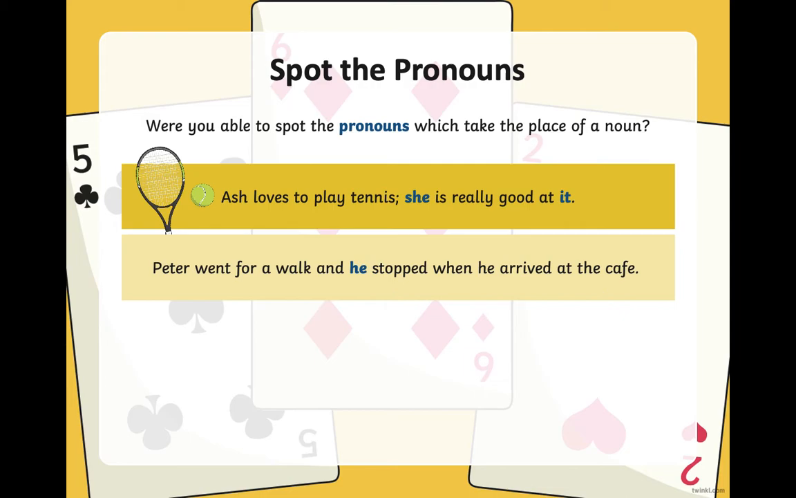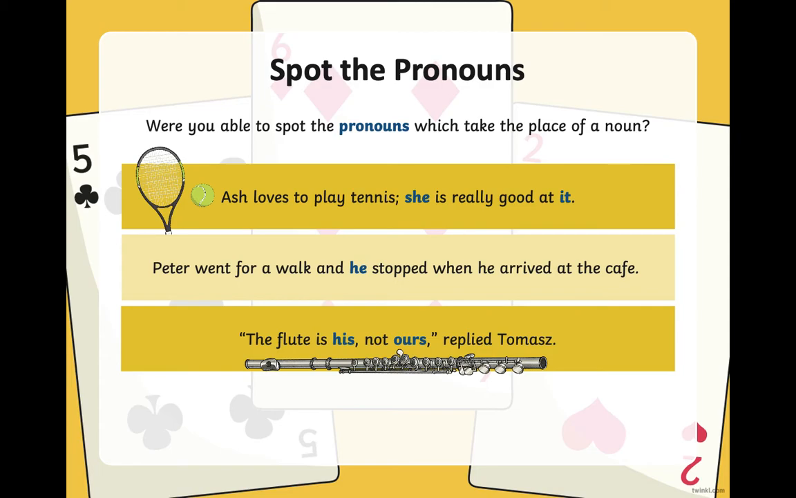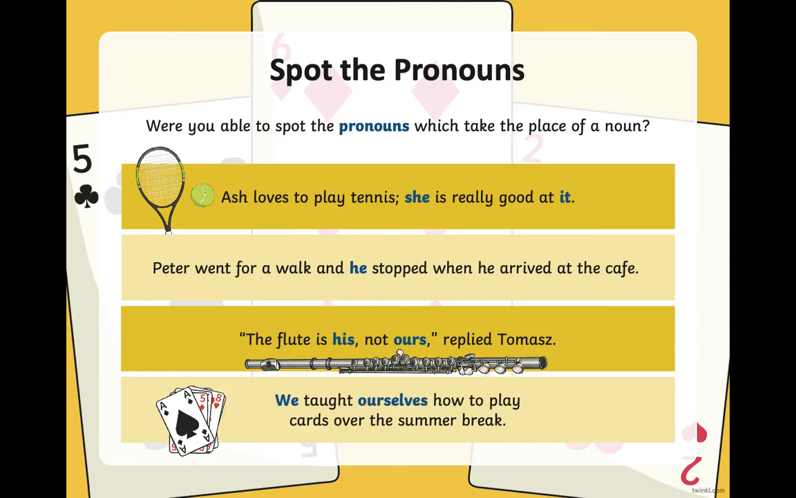Ash loves to play tennis. She is really good at it. So instead of Ash loves to play tennis, Ash is really good at tennis, it's Ash loves to play tennis. She is really good at it. She has replaced Ash, and it has replaced tennis. The flute is his, not ours, replied Tomasz. So those are both possessive pronouns. And we taught ourselves how to play cards over the summer break. Well done if you got those correct.